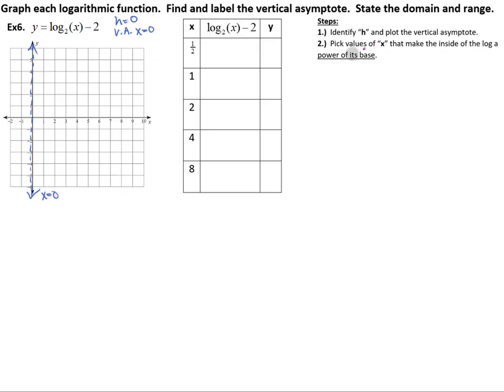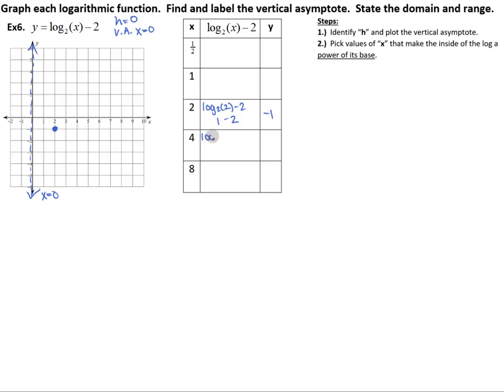Next, pick values of x inside the log that are powers of our base. So again, we'd want to pick powers of 2. So 2 would be a good value to plug in for x. Let's go ahead and do that. This would look like log base 2 of 2. 2 to the first power is 2, so this logarithm evaluates to 1. And 1 minus 2 is negative 1. So our first point that we've calculated is at 2, negative 1.